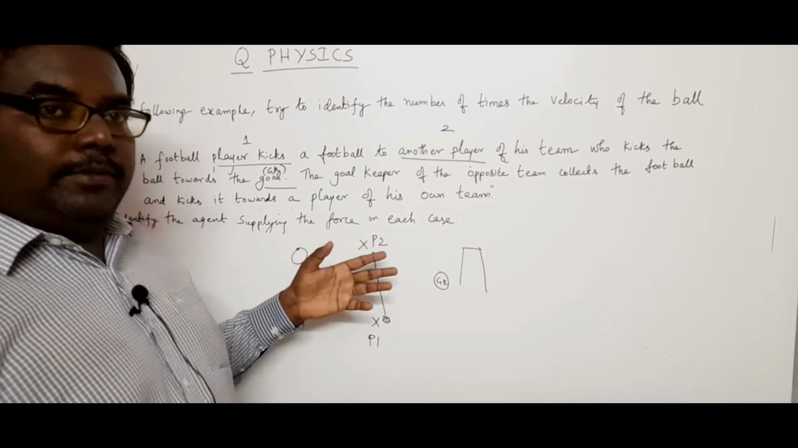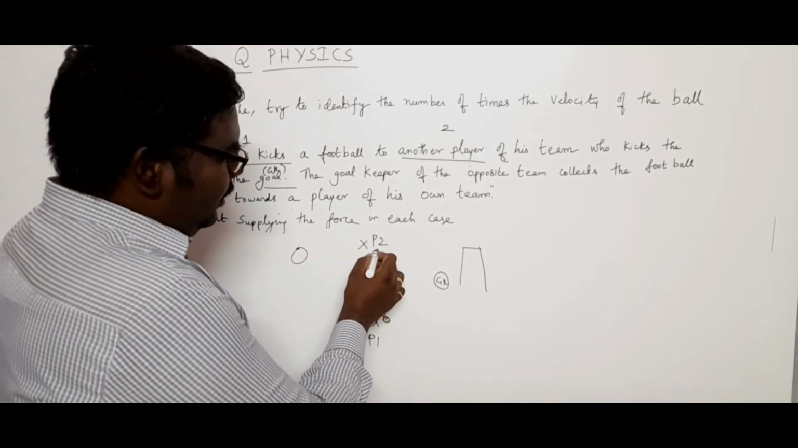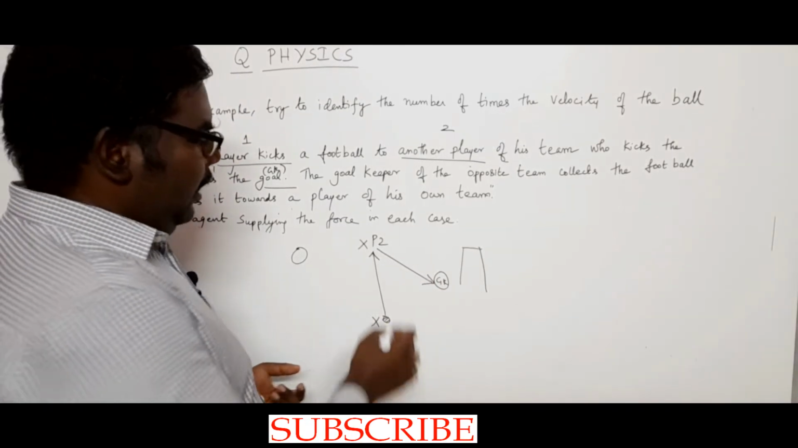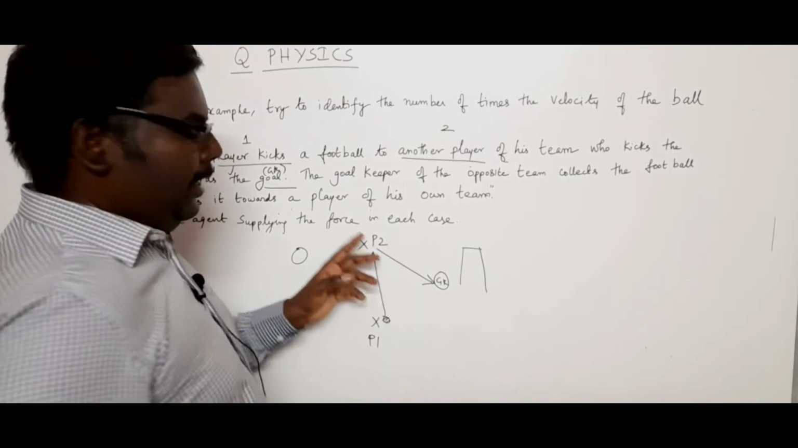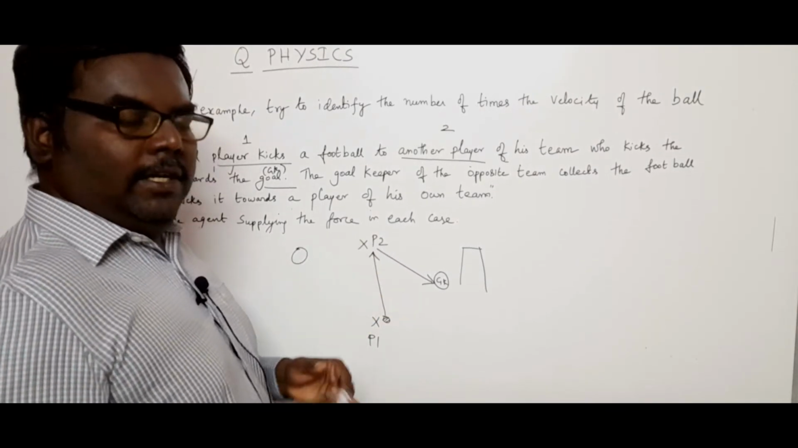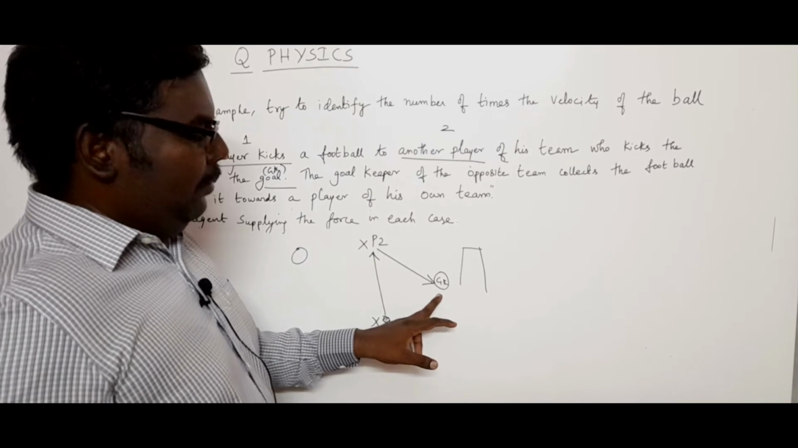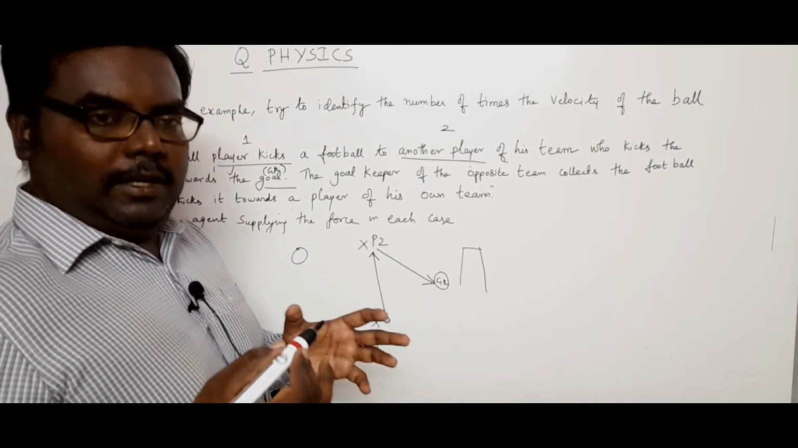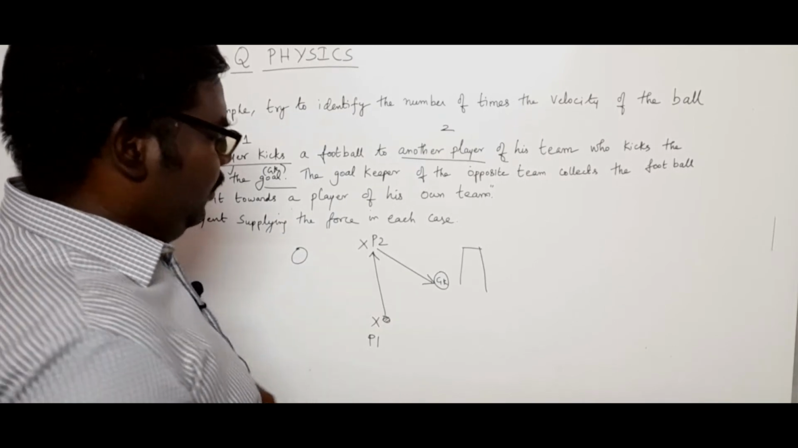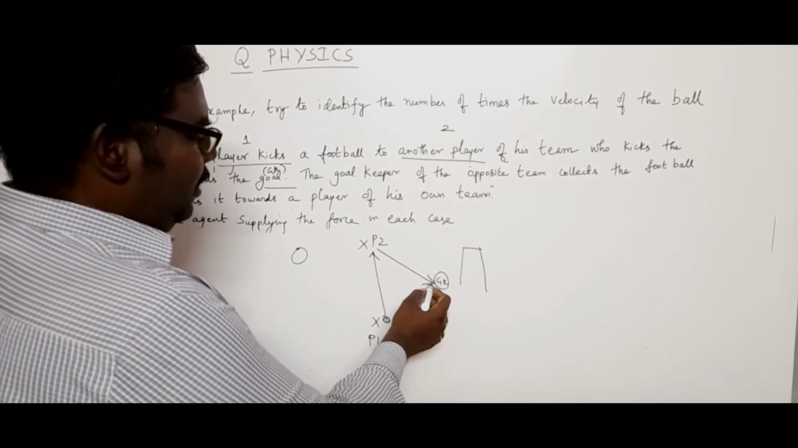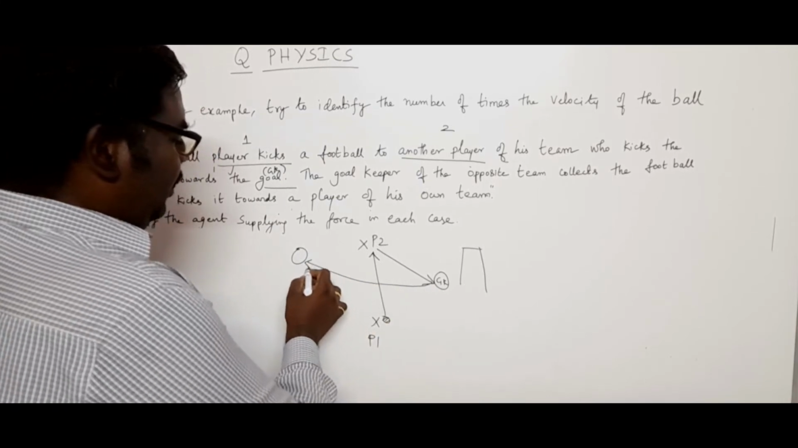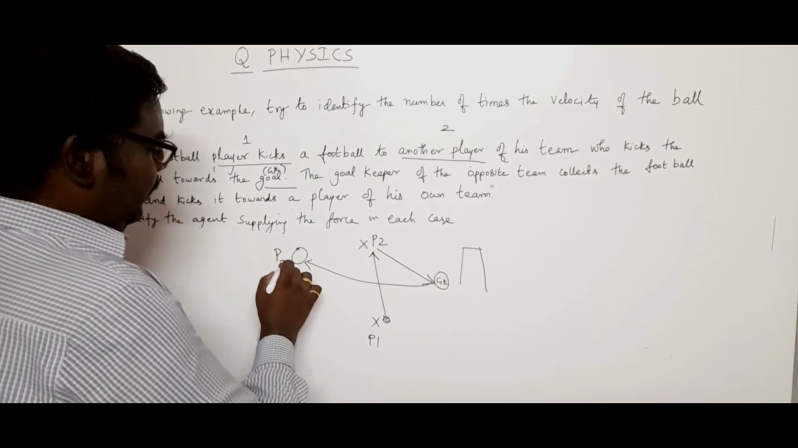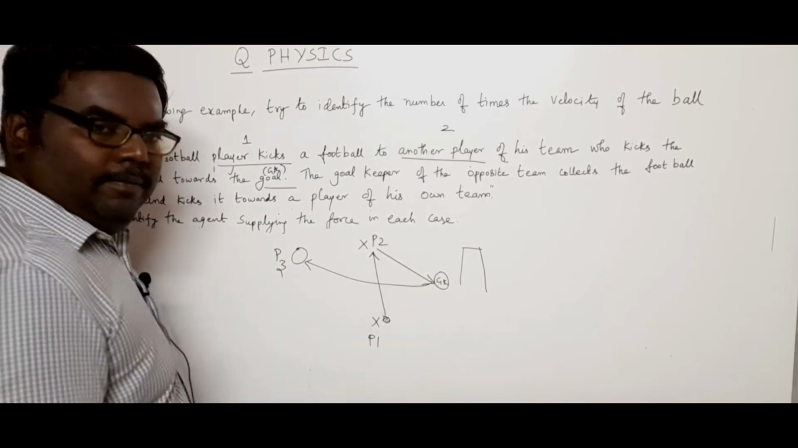the velocity again becomes 0. Then player 2 kicks the ball towards the goalkeeper, and the goalkeeper stops the ball, and here also the velocity changes. When player 2 kicks the ball, the velocity changes, and it goes to the goalkeeper with some velocity. Once the goalkeeper catches it, the velocity becomes 0. Then the goalkeeper kicks the ball with a certain velocity, and it reaches player 3 of the same team.